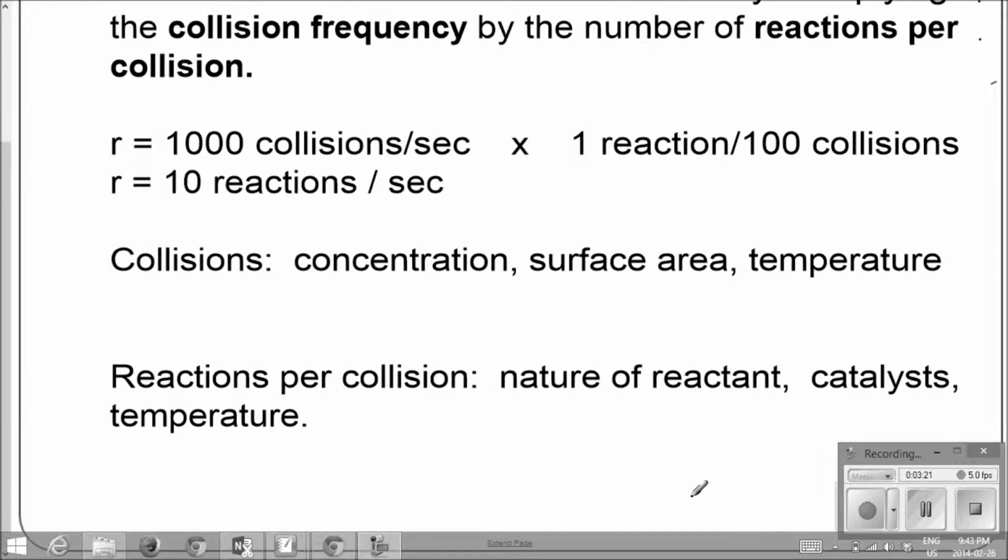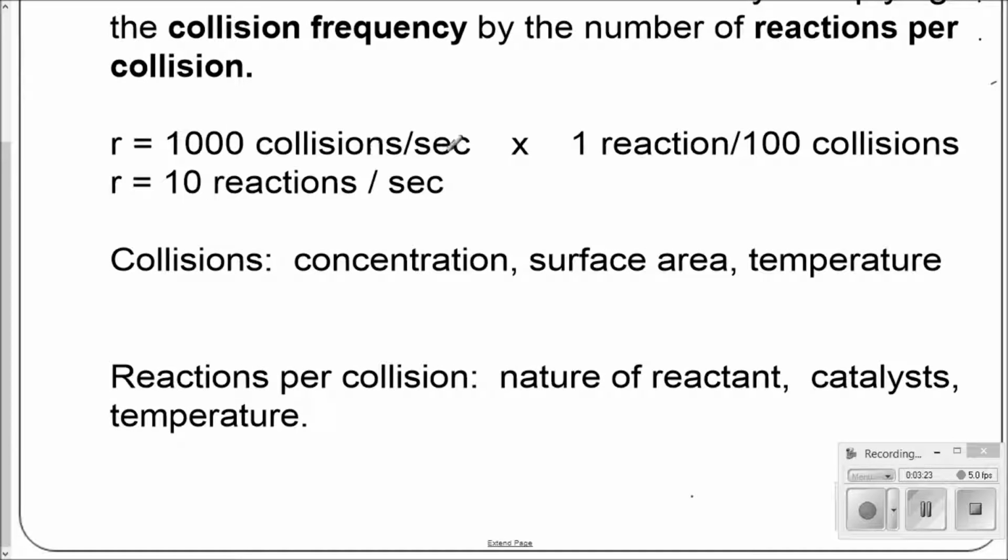When we look at this math again, what cancels out? The collisions cancel out, and you get reactions over seconds. If you want to write out those units, there are 10 reactions per second: 10 effective reactions where they actually create products.